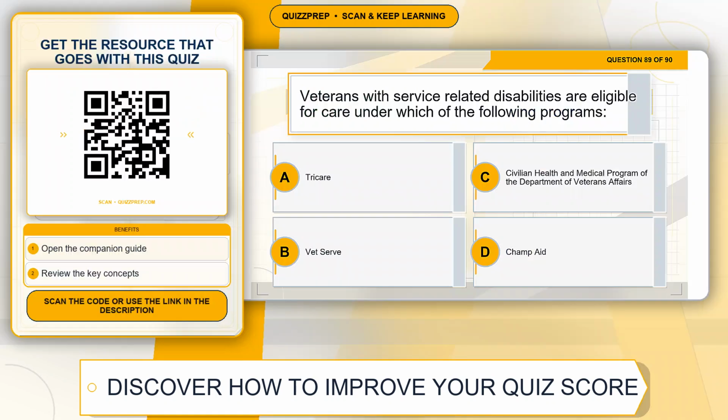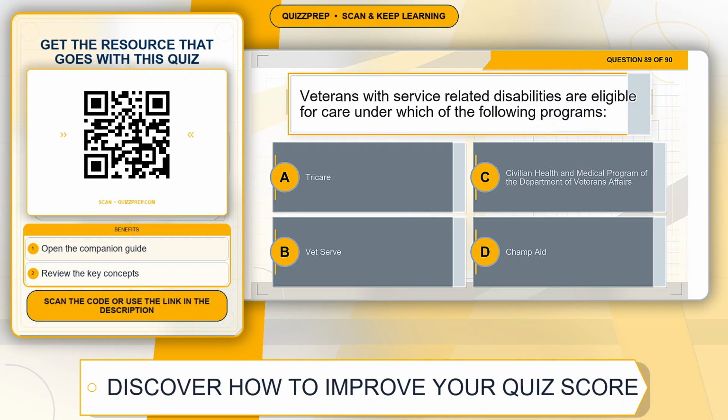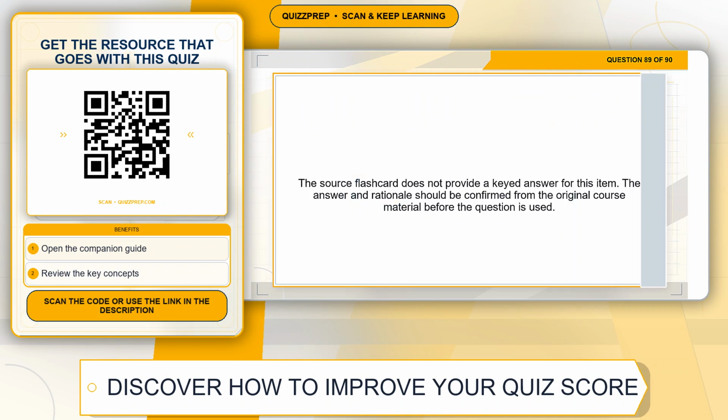Question 89. Veterans with service-related disabilities are eligible for care under which of the following programs? Option A, TRICARE. Option B, VetServe. Option C, Civilian Health and Medical Program of the Department of Veterans Affairs. Option D, CHAMP Aid. The correct answer is not shown. Explanation. The source flashcard does not provide a keyed answer for this item. The answer and rationale should be confirmed from the original course material before the question is used.